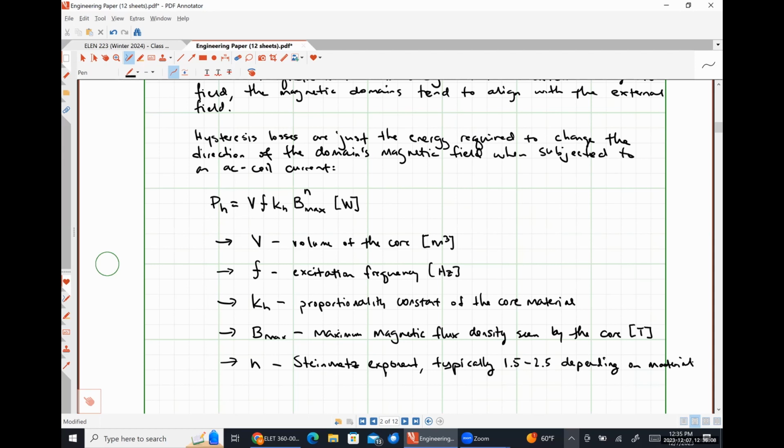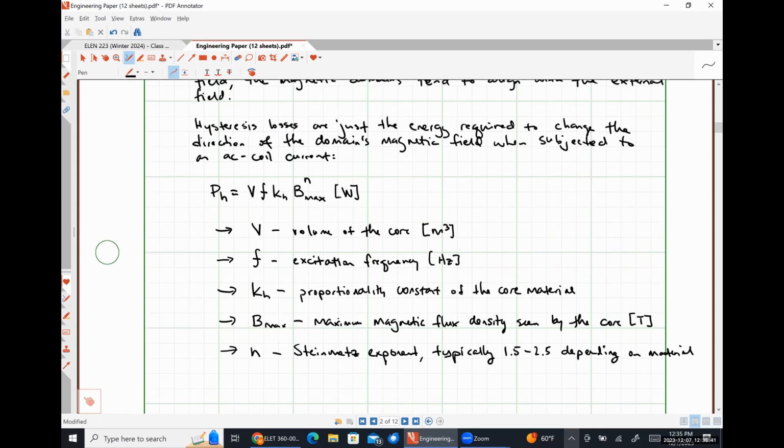I'm more concerned that you guys understand what is going to cause larger losses, right? So the big things here are the more material that we are trying to magnetize, the larger the losses that we are going to see. And the more quickly we try to magnetize and demagnetize the material, the more losses that we are going to see. And so is the Steinmetz exponent, whatever I have written down here. All right, so this is one of the phenomena that we attribute to magnetic core losses.